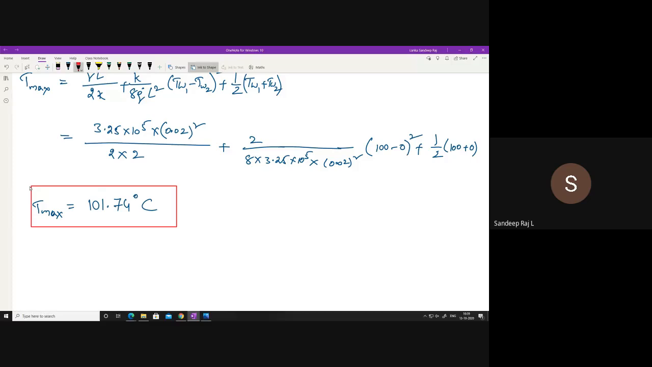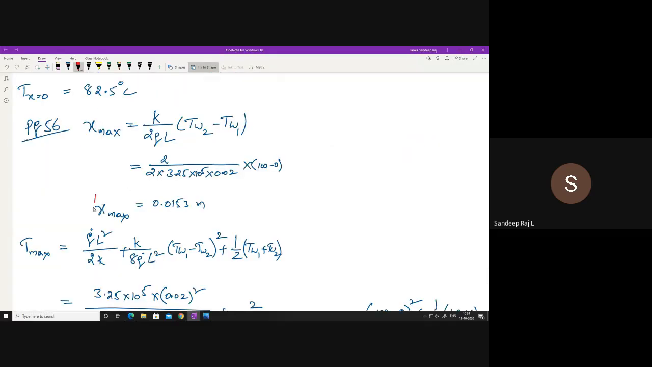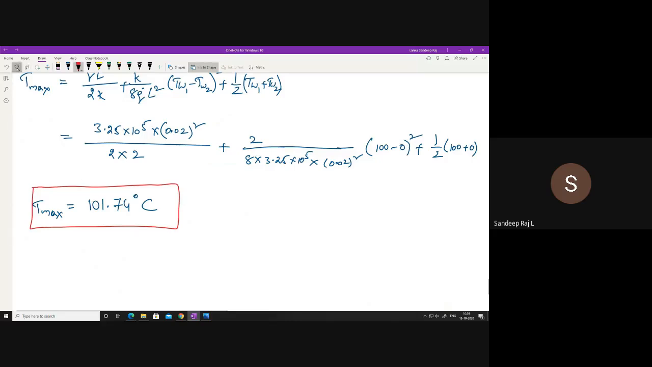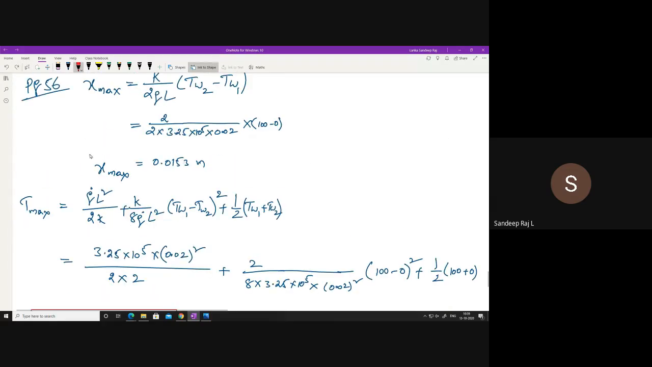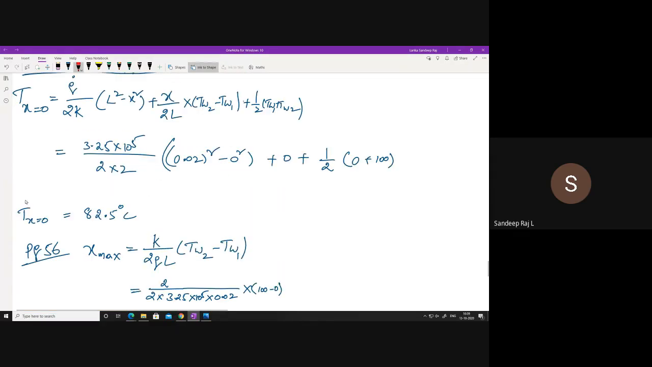It asked me to find this, and also to find X max and T at x is equal to 0. Okay, we have found out whatever is asked. I hope it is clear to you how to use the data book and all.